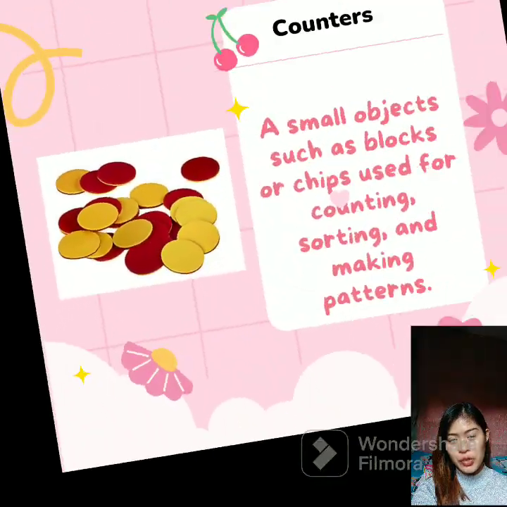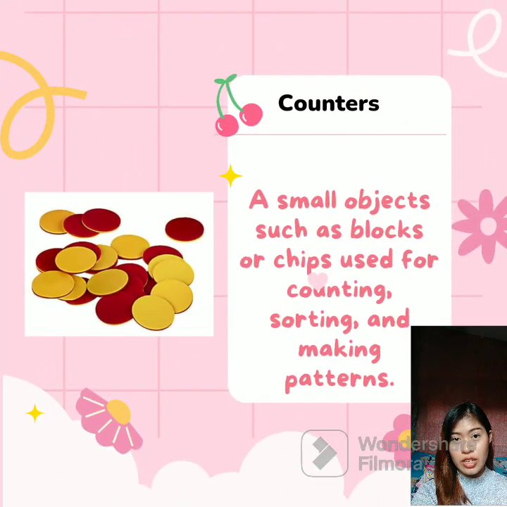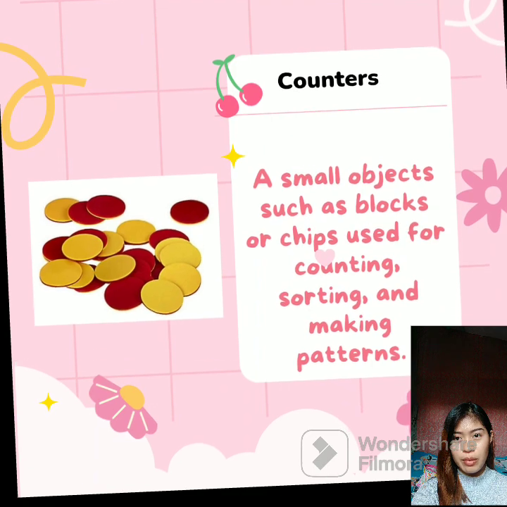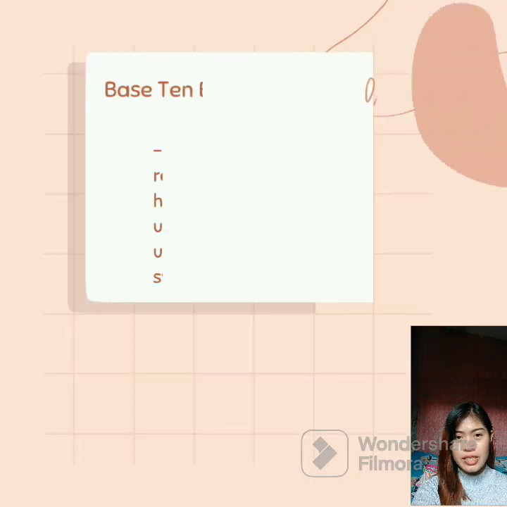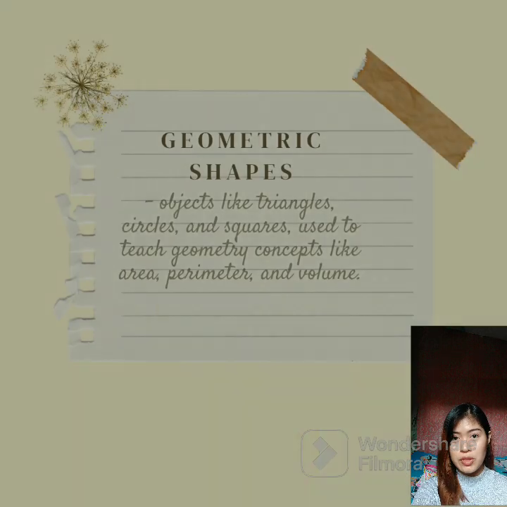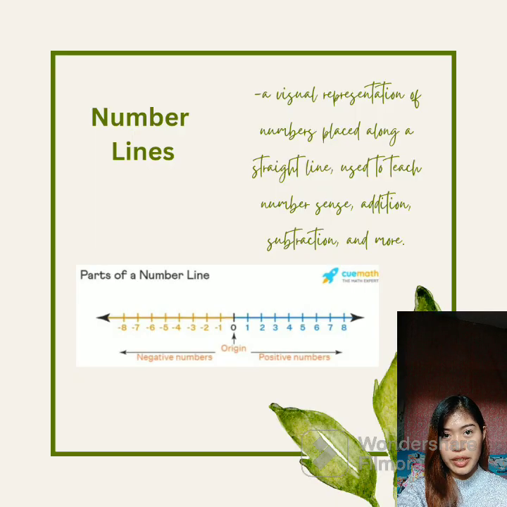education. The first example is the counters. Counters are small objects such as blocks or chips used for counting, sorting, and making patterns. The second one is the base 10 blocks. These are physical objects representing ones, tens, hundreds, and thousands, used to help students understand the base 10 system and place value. The third one is the geometric shapes. Geometric shapes are objects like triangles, circles, and squares used to teach geometric concepts like area, perimeter, and volume.